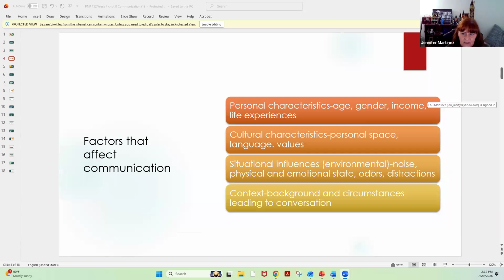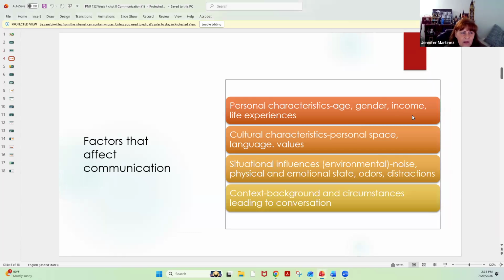There's lots of things that can affect communication. All right. When we look at personal characteristics, right? Age, right? You're not going to talk to a 3-year-old the same way that you're going to talk to a 30-year-old, right? Gender. So gender can affect communication as well. And this could be culturally based, or there's a variety of different parts of that that can affect it. Income, life experiences, our cultural characteristics.